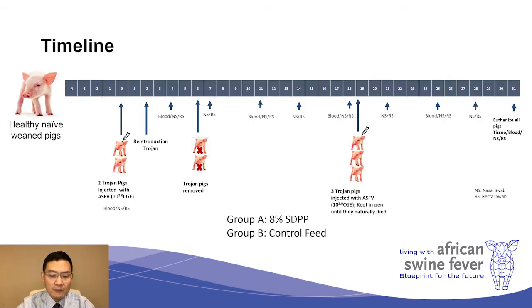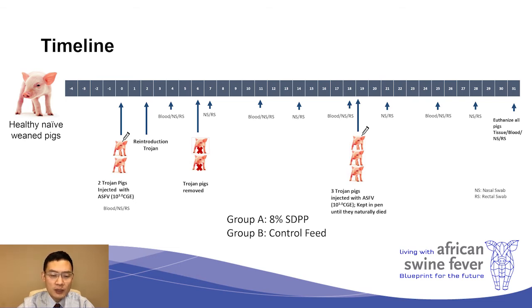This is the timeline for this research. As I mentioned before, we have 2 dietary groups here. Group A contains 8% spray-dried porcine plasma. Group B is a control feed. We had 24 pigs in this research. 12 pigs were allotted to Group A in one room, and another 12 pigs were allotted to Group B in another separate room.